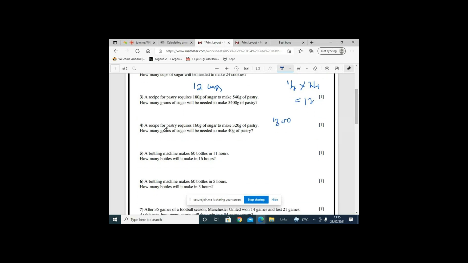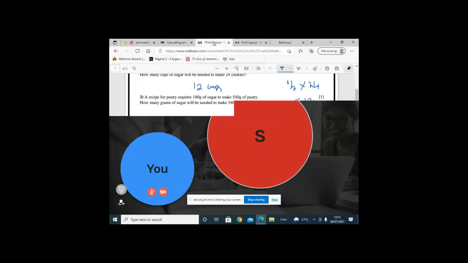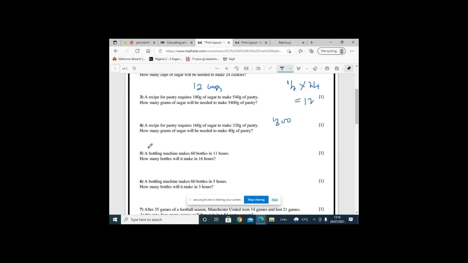And question 4, it says a recipe for pastry is 160 grams of sugar to make 320. So how many grams of sugar will be needed to make 40 grams of pastry?